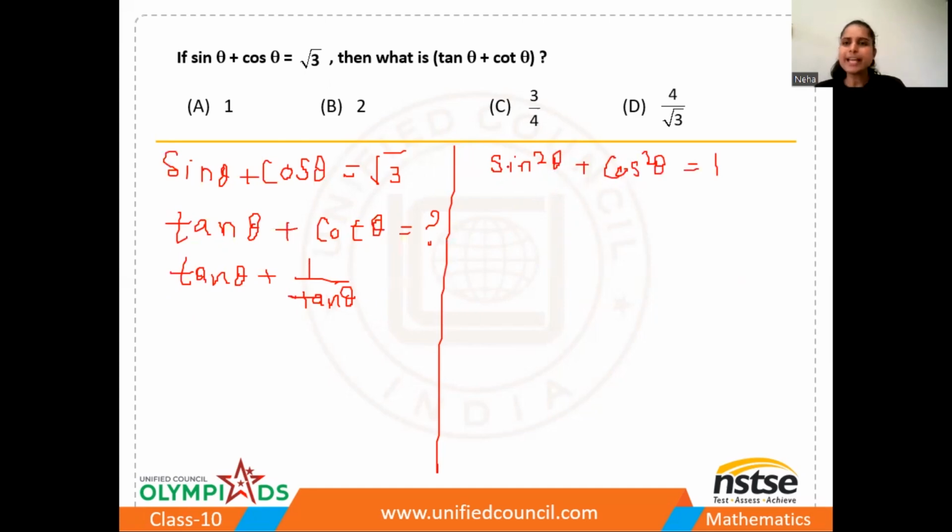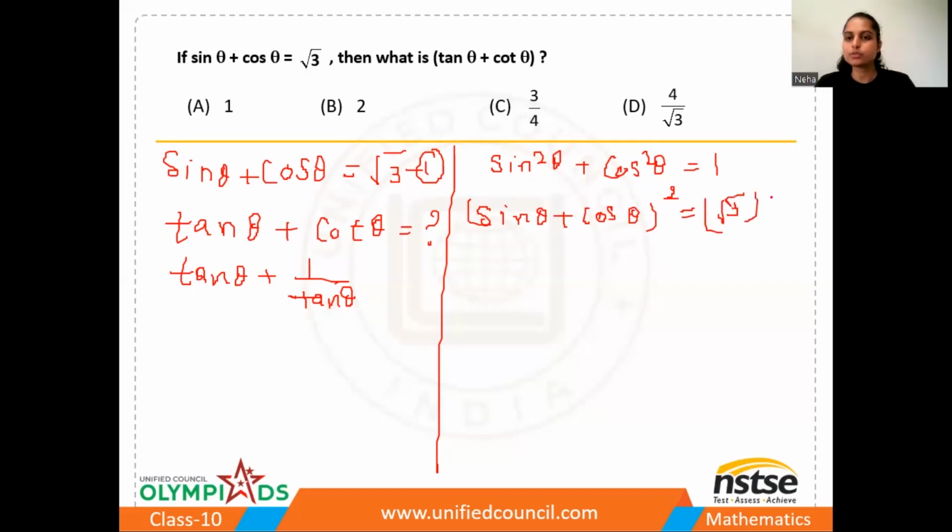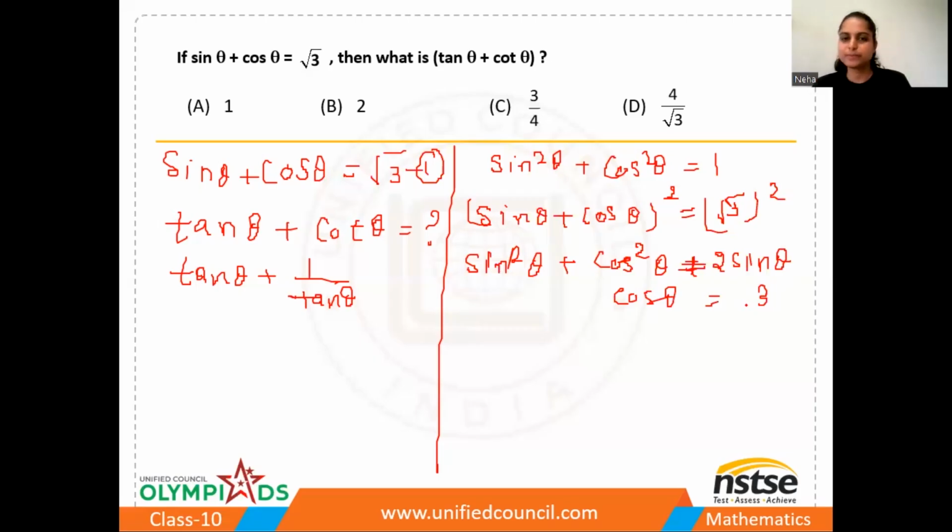So what I can do in this question, I can just do the square, right? I can just do the square to solve this question basically. So this is the equation number 1. So let me do the square of equation number 1. So it becomes sin theta plus cos theta whole square is equal to square root of 3 whole square. Perfect one. Alright, so this is nothing but a plus b whole square. That is sin square theta plus cos square theta plus 2 sin theta cos theta is equal to 3 because the square root of 3 whole square is simple 3, right?